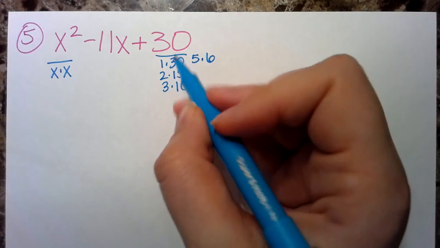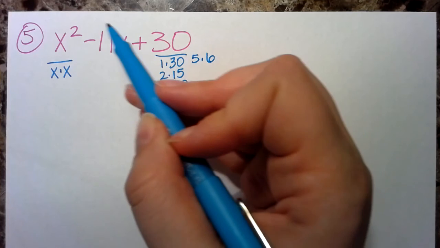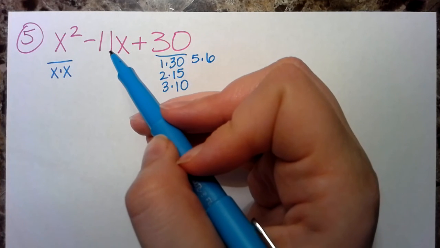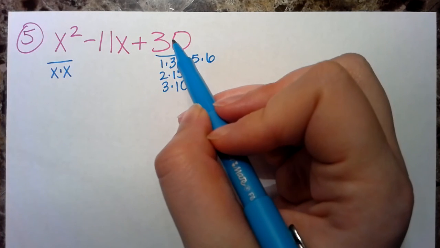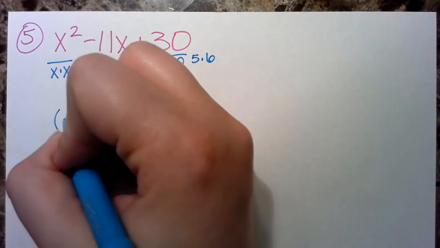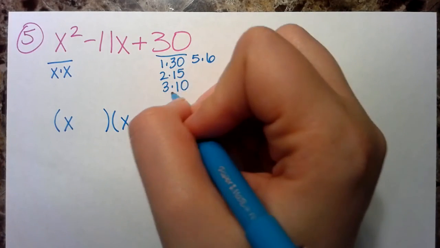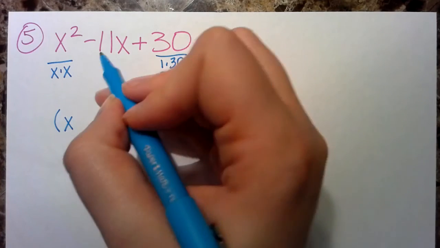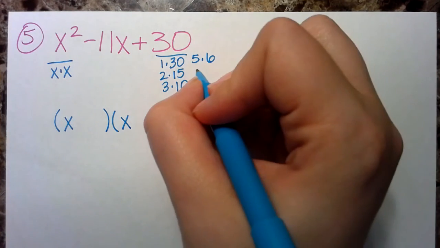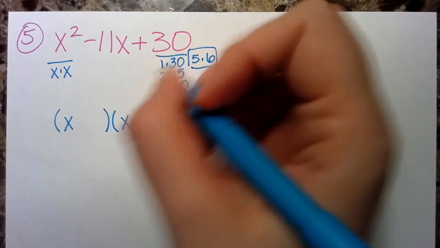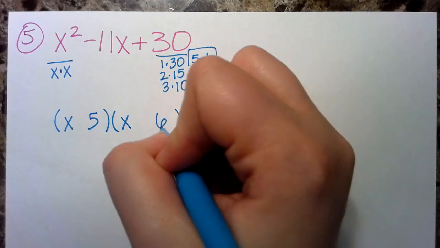So I have to think about, I have a negative value here. So they have to add up to a -11. They have to multiply to get you 30. So I have x, and I'm going to look at my terms, or my factors, to see how can I get -11. 5 and 6 is going to work, so I'm going to put a 5 and a 6.